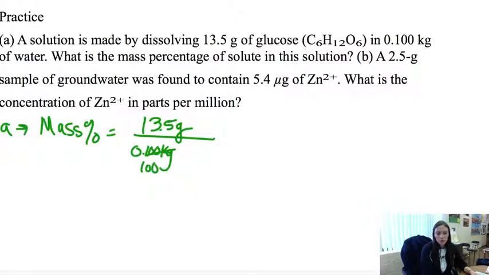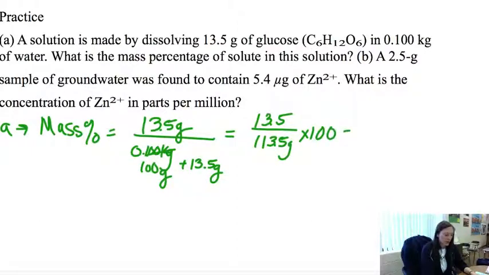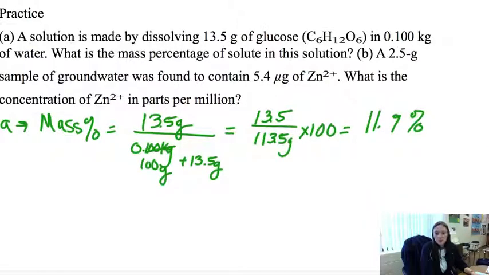That's the same thing as 100 grams. But it's not just 100 grams for the entire solution. This is just my solvent, so I've got to add to that, which people often forget, the 13.5 grams from my solute. So I add them together, and it's 13.5 over 113.5. Take it times 100 to get your percentage, and we will get 11.9%.